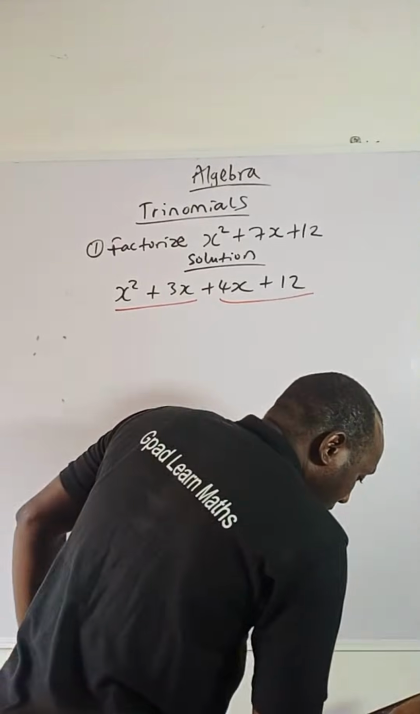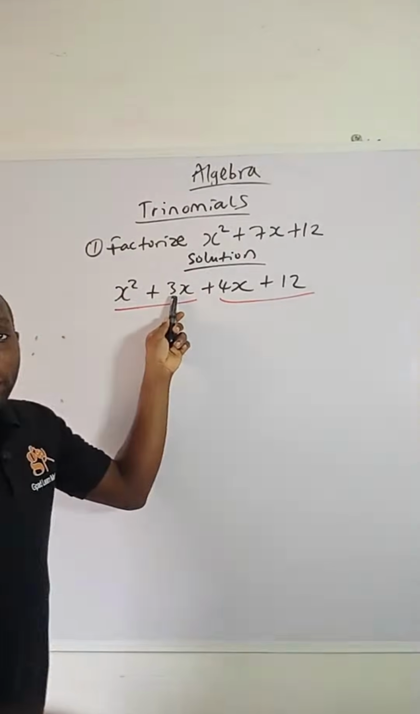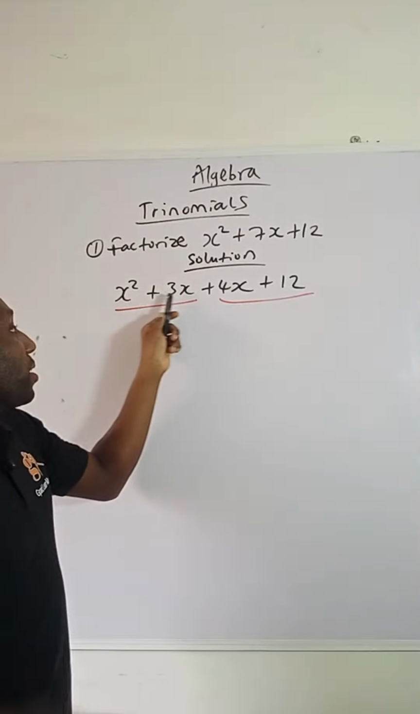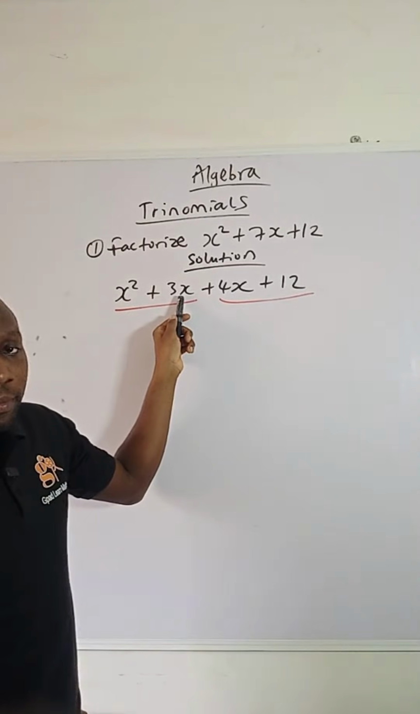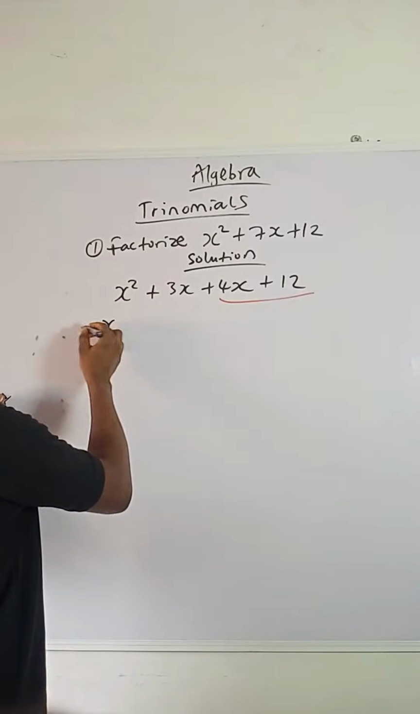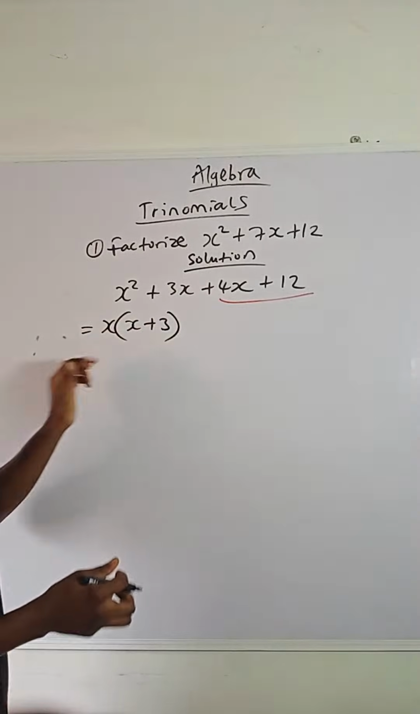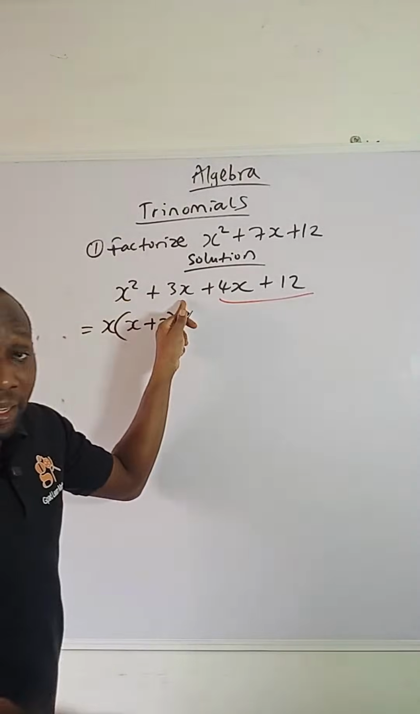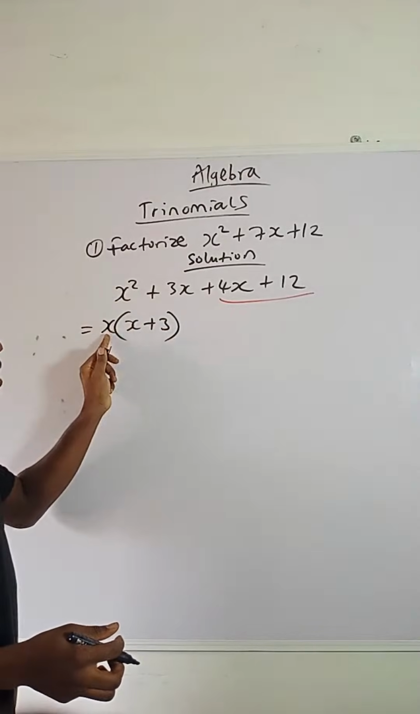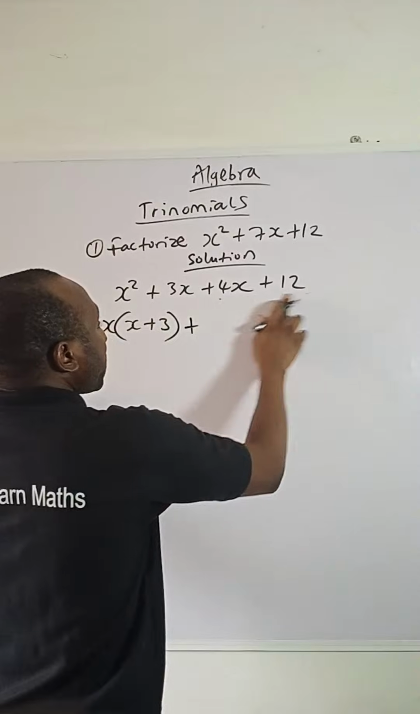Okay. So we are now going to look at these first 2 terms. What is common between x squared and 3x? That's x. So you are going to write x, open a bracket, then you have x plus 3. Because x is common between x squared and 3x. So x into x squared is x. X into 3x is what? Plus 3.